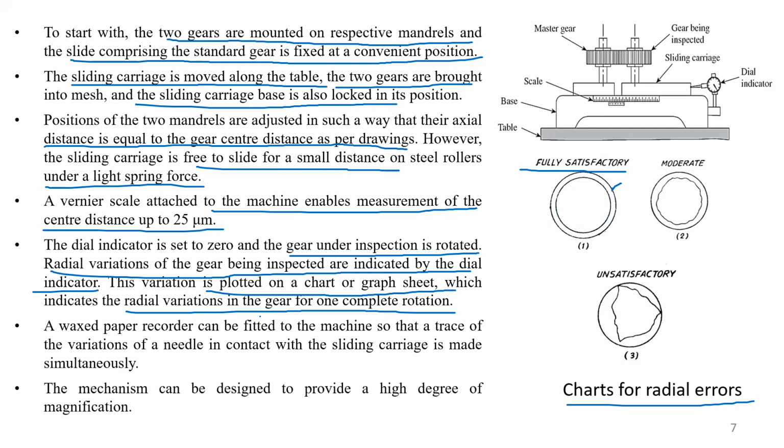That means there is no variation in the center distance of the gears. And if the variation of the profile is observed in this fashion on the graph sheet, this is the profile of the master gear, and this is the profile of the gear under test. This will give us a moderate acceptance of the gear. And if this is the master gear profile and this is the profile of the gear under consideration, then this type of gears are rejected. This provides the unsatisfactory results.